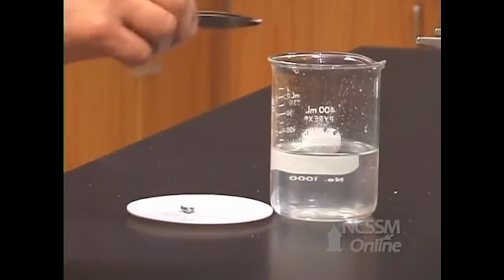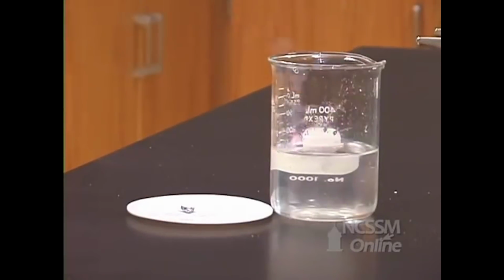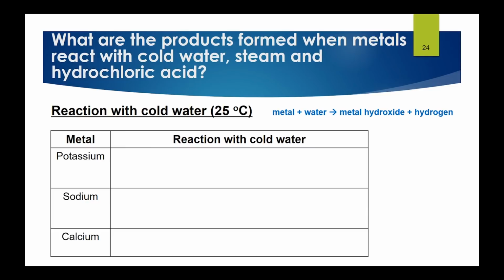Now, if you were to add in, say, a universal indicator, then the indicator reflects that the solution is an alkaline solution now. Why is it an alkaline solution? If you come back and take a look at this equation that we have over here, metal reacts with water to give you metal hydroxide and hydrogen gas. So, for instance, if you have potassium reacting with water, you end up with potassium hydroxide, right? And that itself is an alkali.